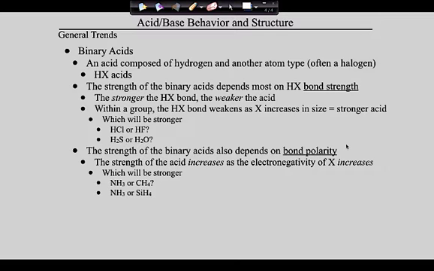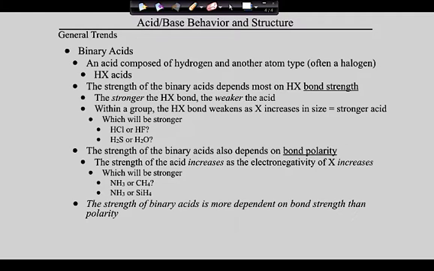So which one predominates? Is it polarity based on electronegativity, or is it bond strength based upon size? The answer is bond strength based upon size. The strength of a binary acid is more dependent on bond strength than it is on bond polarity. So silicon tetrahydride would be your stronger acid.